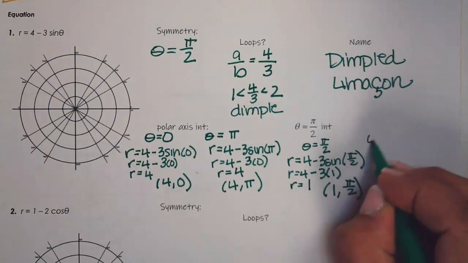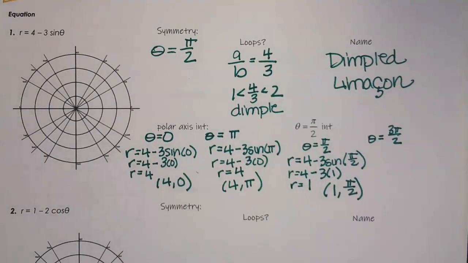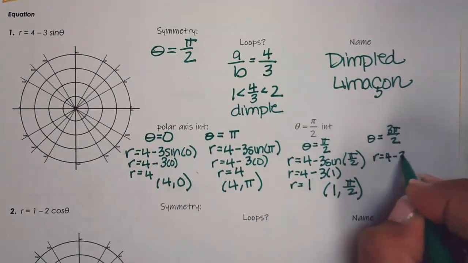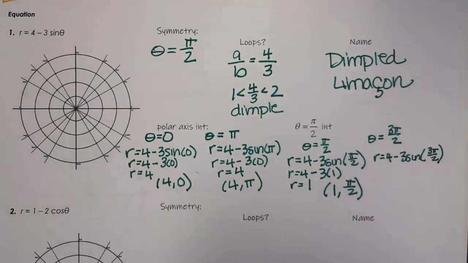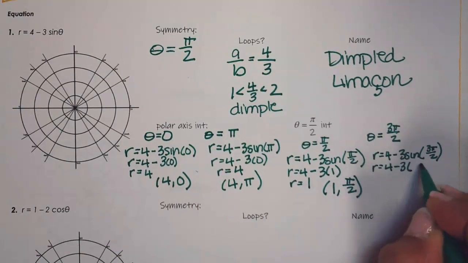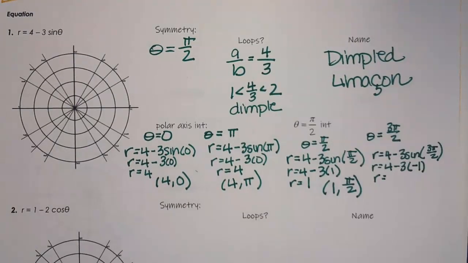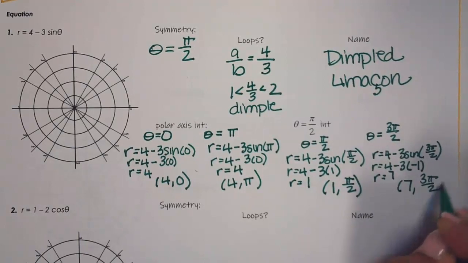And then we'll also find out what happens when theta equals 3 pi over 2. Again, I won't write this out every time for all of our examples. I just want us to know for our first example how we found these intercepts, okay? So we'll put in 3 pi over 2. And what's the sine of 3 pi over 2? -1. So what's my r? 7. So I have 7, 3 pi over 2. Okay.